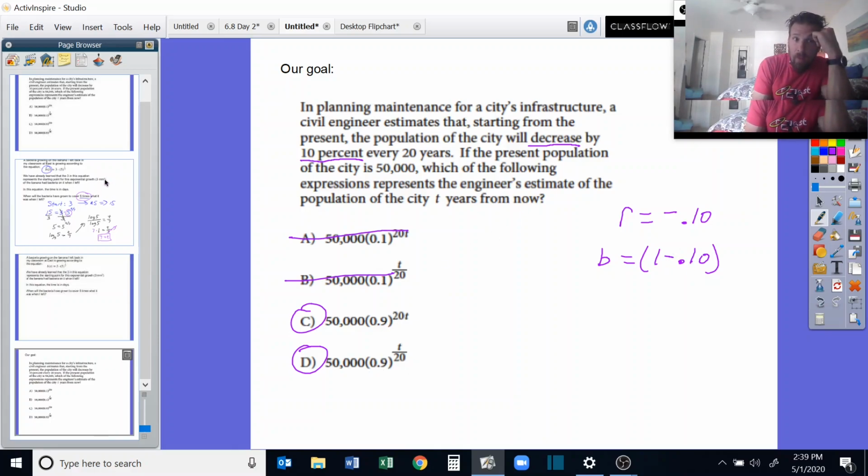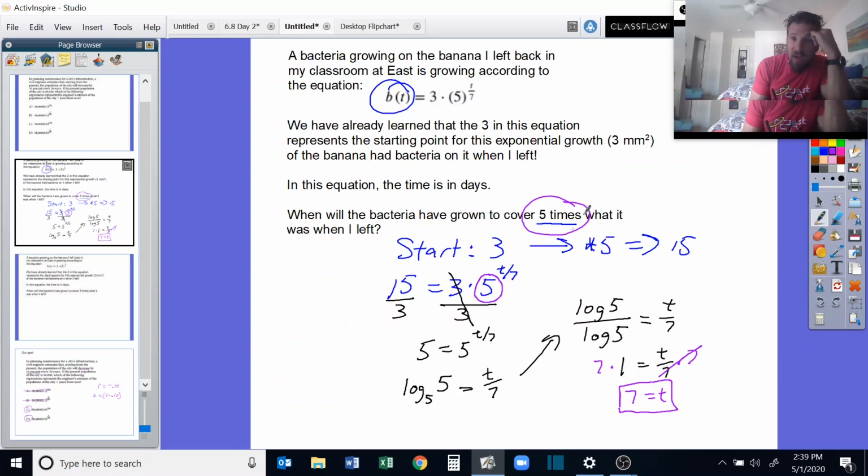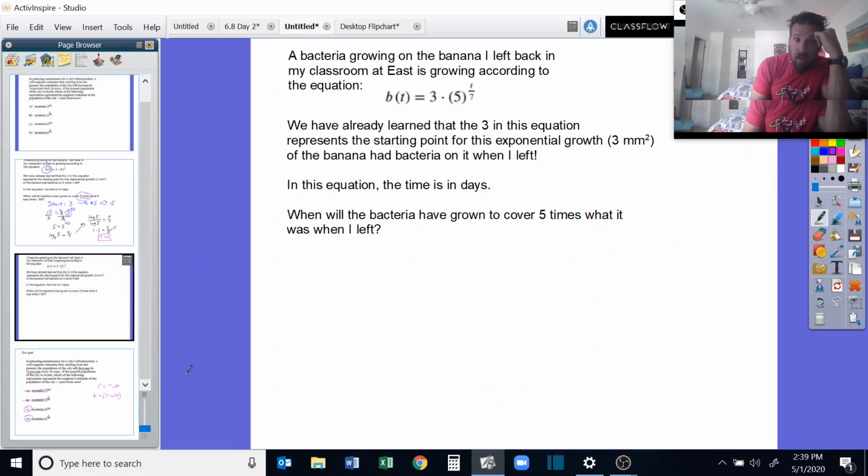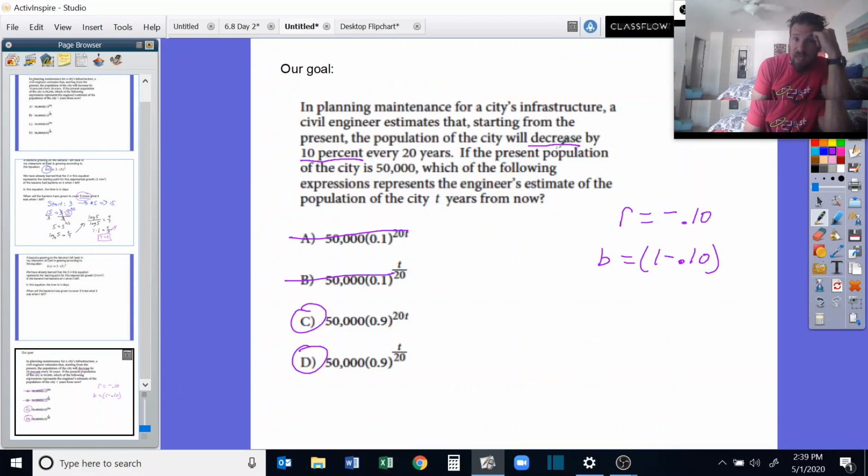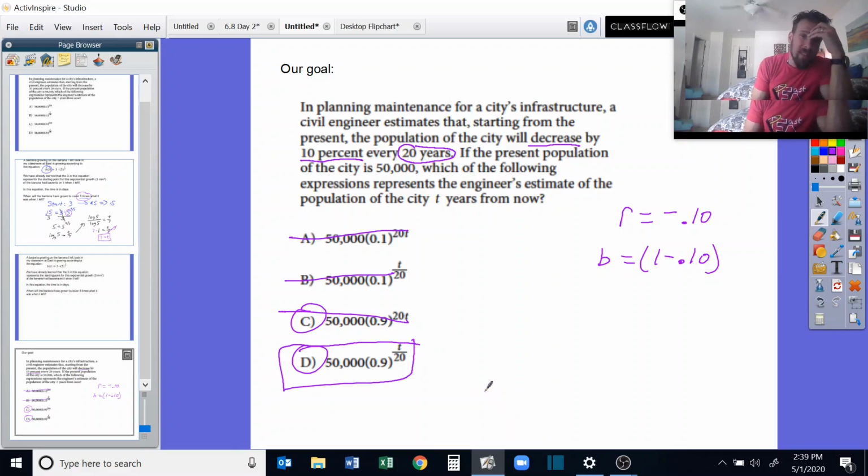Now, when we go back and we look at what we did here, this scale factor of 5 happened every 7 days. It took 7 days. And so here in our SAT problem, it says it will decrease by 10% every 20 years. So this is 90% of what it was per 20 years. So this is going to say that my correct choice for this SAT problem will be D. 50,000 times 0.9 to the t over 20.